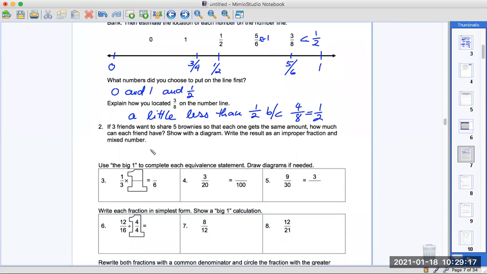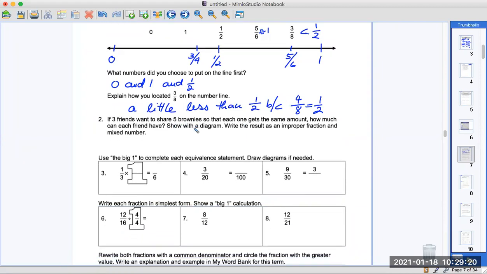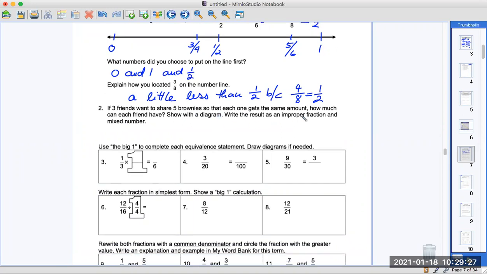Number 2, 3 friends want to share 5 brownies so that each gets the same amount. How much can each friend have? Show with a diagram. Write the result as an improper fraction and mixed number. Remember, that's why I showed you that on the word page. All right, so we need to have 5 brownies. So I'm going to draw some brownie rectangles. And then I want you to think about how many parts we have to cut each brownie in.